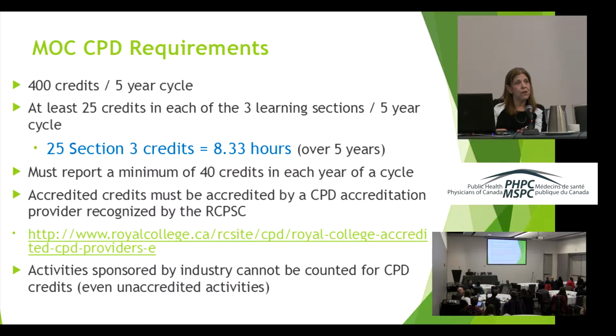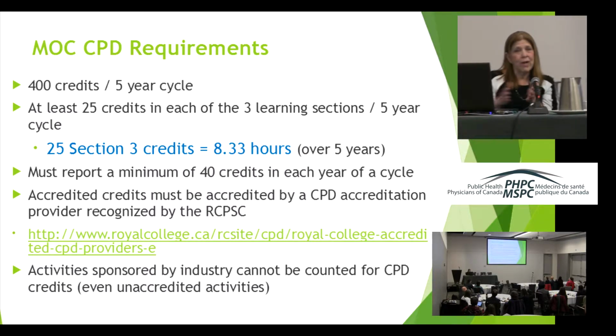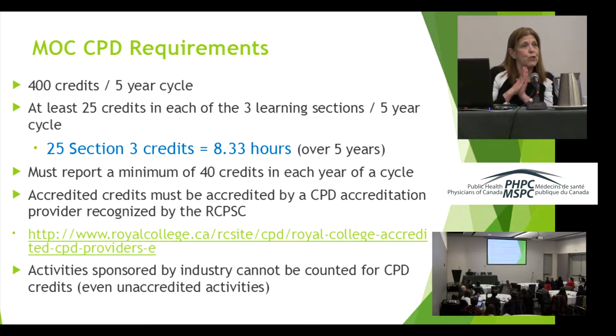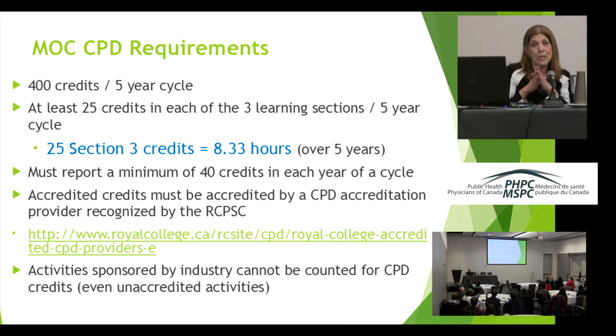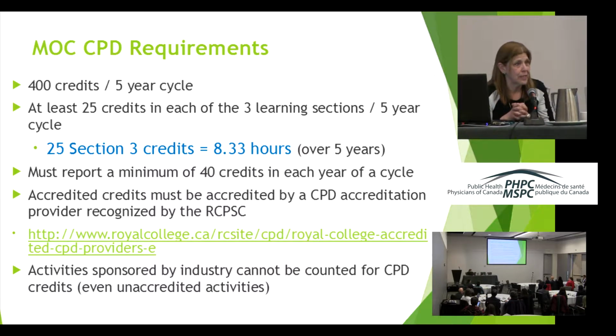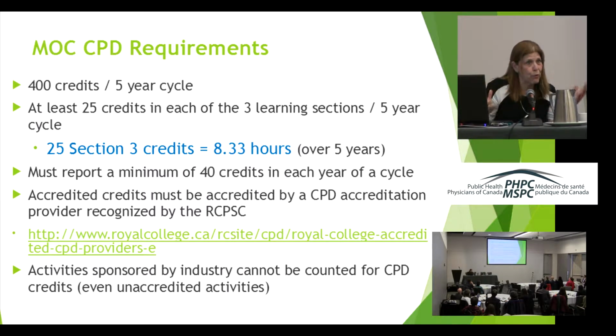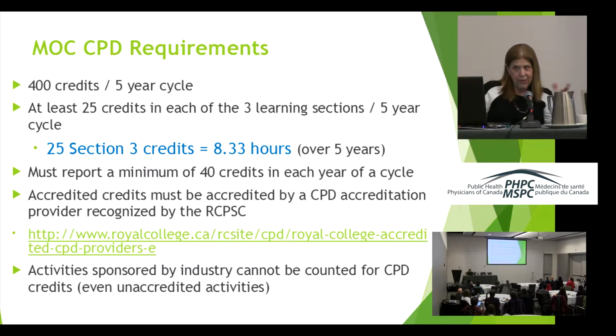Because these are 3 credits per hour, that really only means you do 8 to 10 hours over 5 years, which is a pretty minimal requirement. Of course, we can go beyond that, but that's what the current requirement is. And we have to report at least 40 credits in each year of the cycle.